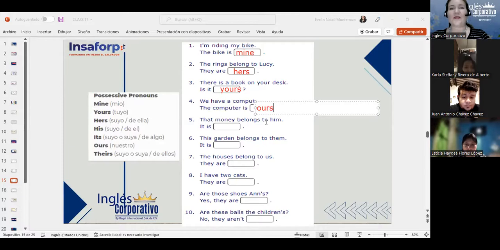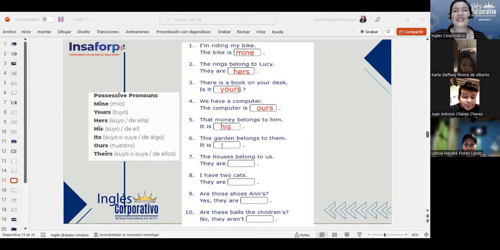ours. Es nuestra. That money belongs to him. It is mine. It is mine, you say. That money belongs to him. Este dinero le pertenece a él. Es theirs. Ya se lo quieren robar. His. Es de él, right?